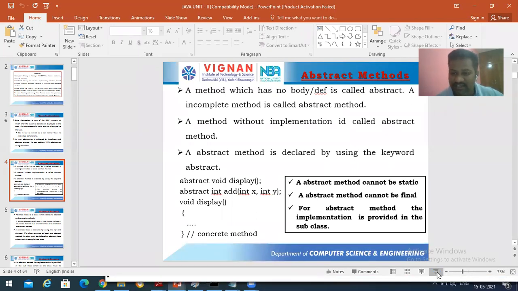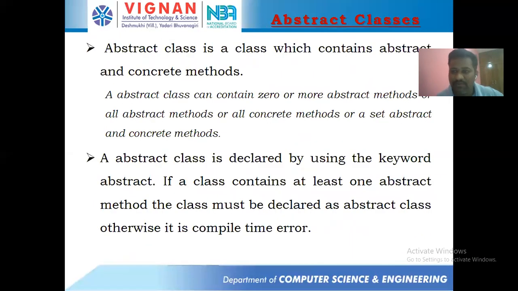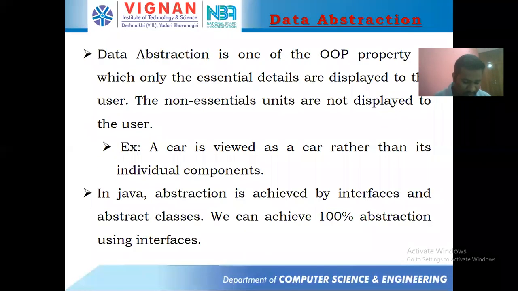One is abstract class, and the other is interfaces. The purpose of these two topics is to achieve the data abstraction concept. Data abstraction is one of the object-oriented programming principles, which shows only essential details. The unessential details, things which are not required, are not displayed in data abstraction. That's what data abstraction is about.